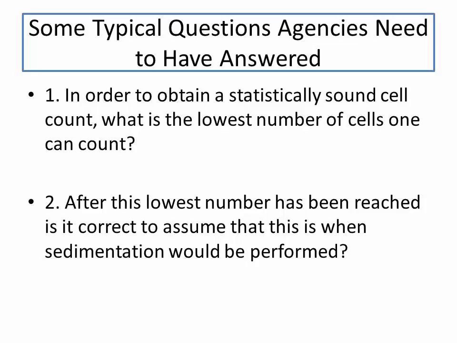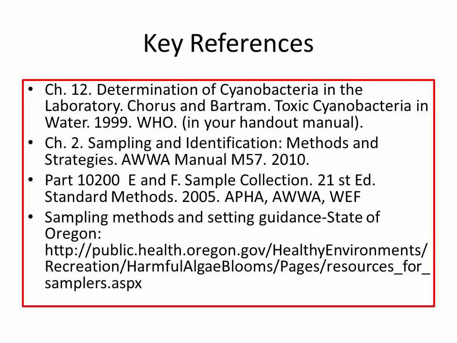So these are the kinds of things I can help you with. Some of the key references for that kind of information, we've already alluded to these. This is Chapter 12, which is in your lab manual. Chapter 2 is the AWWA manual, this one. The sample collection and standard methods, sampling methods and setting guidance in the state of Oregon. After their CDC study, they had all of this, and that's on the website too. So there are places to get started with.